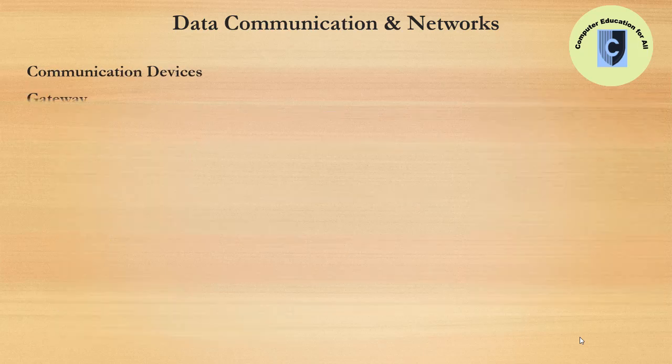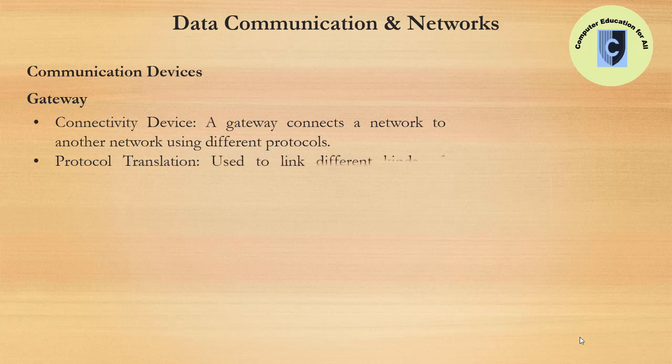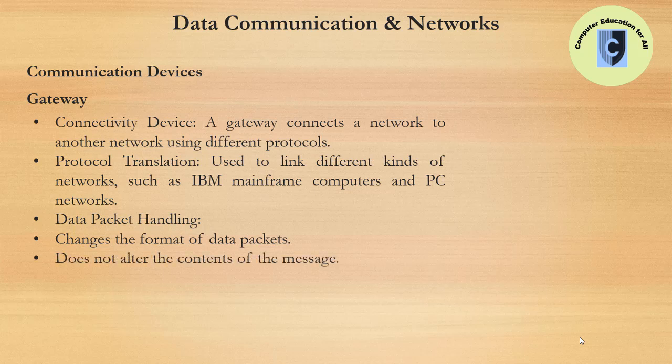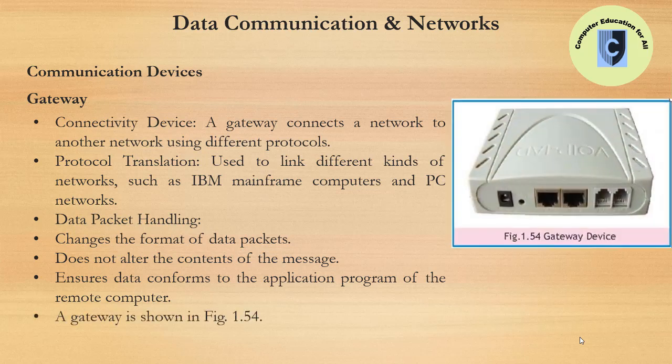1.53. Gateway. Gateway is a device that is used to connect a network to another network that uses different protocols. If we have to link different kinds of networks, such as a network of IBM mainframe computers and a network of PCs, we might have to use a gateway. Gateways change the format of the data packets, but not the contents of the message, to make it conform to the application program of the remote computer. A gateway is shown in Fig.